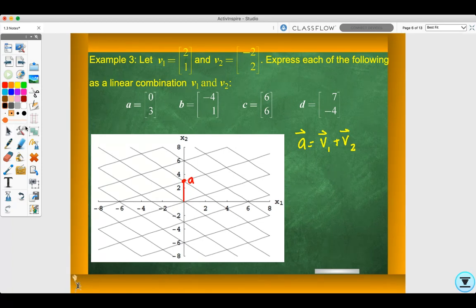And let's look at B, negative 4, 1. Negative 4, 1 would be negative vector 1 plus vector 2, or negative v1 plus v2.